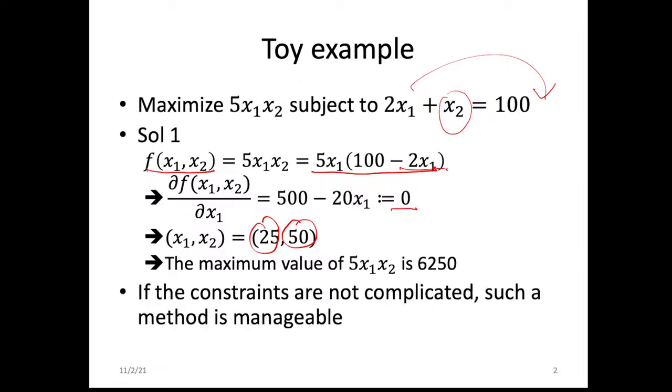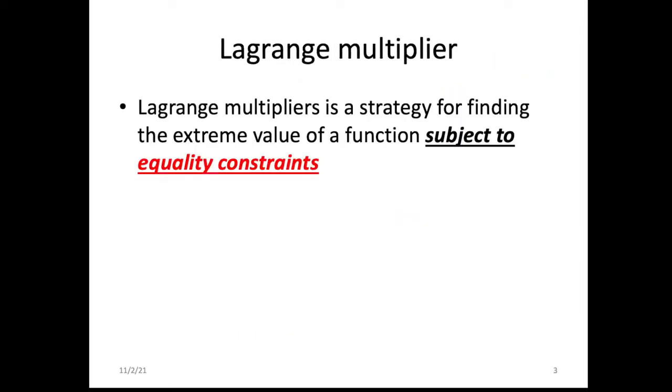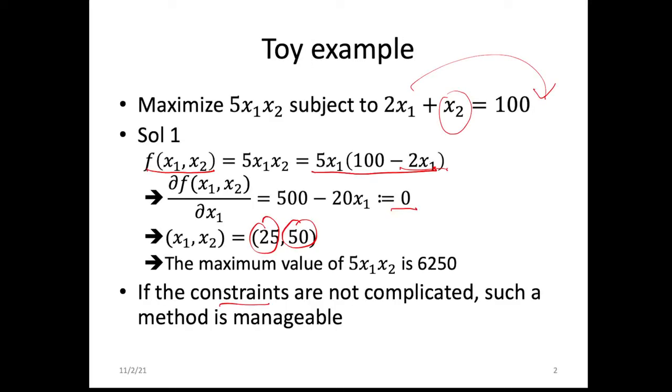So this works if the constraint is not complicated. But if your constraint is very complicated, this might not be that easy. So that is where we need this technique called Lagrange multiplier. So in the previous example, if I give you another constraint, let's say 4x1 plus 3x2 has to be something else, I give you even more constraints, so the problem might become less easy.